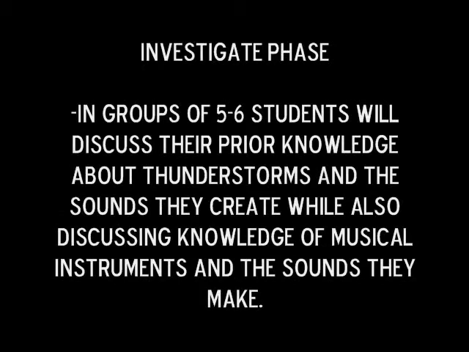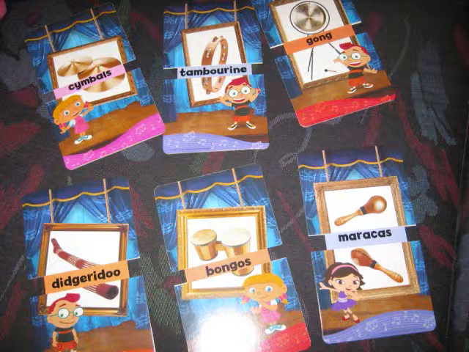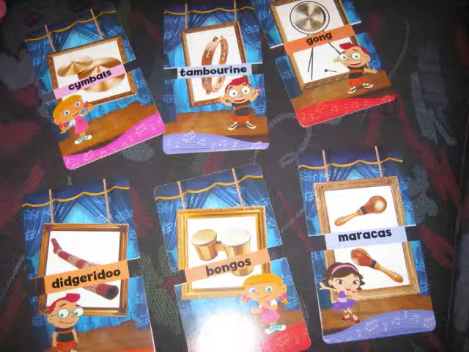The first process we use is the investigate phase, where in groups of 5 or 6, students will discuss their prior knowledge about thunderstorms and the sounds they create, while also discussing knowledge of musical instruments and the sounds they make. At this point, students can begin to write down designs on a piece of paper of the kind of musical instruments they believe they are going to create. There will be no limits set at this phase as to what materials might be used in the process, as this is an open challenge part of the task. This phase is simply meant for brainstorming ideas before moving on to the design phase.